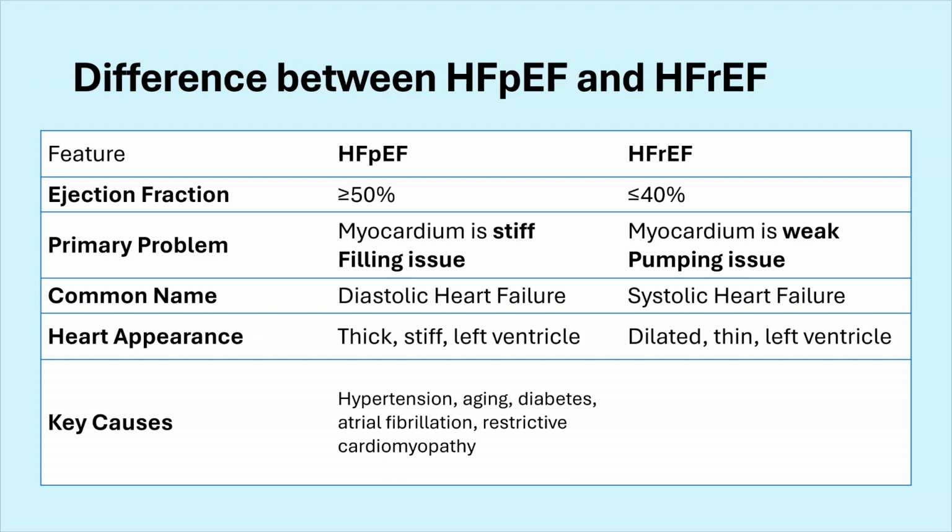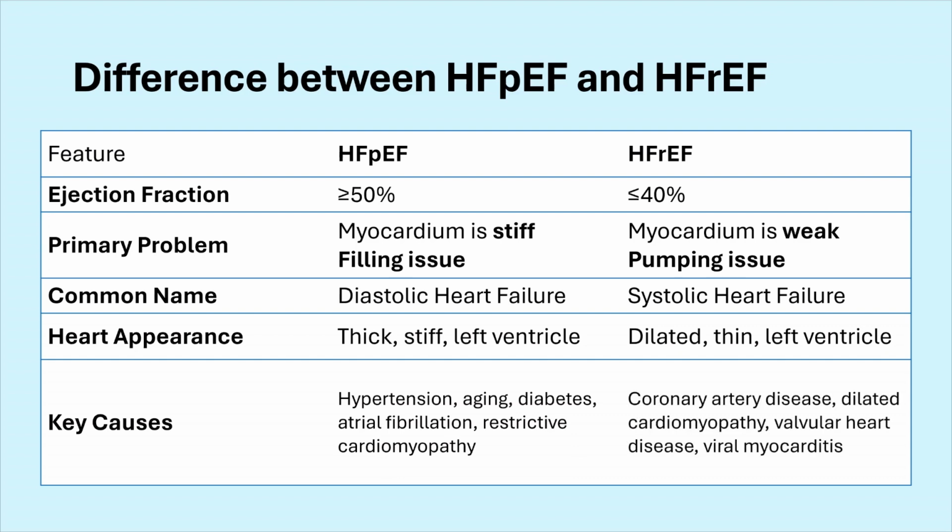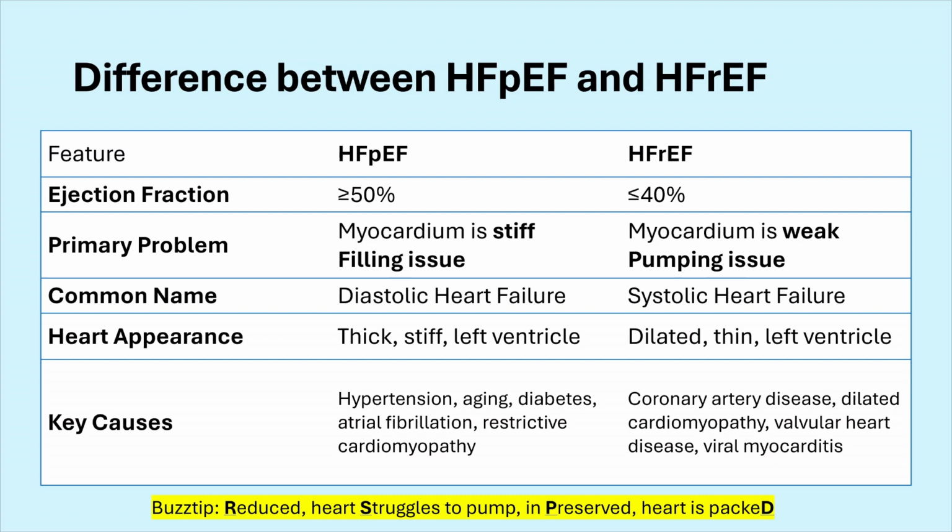In HFpEF, the most common cause is hypertension, aging, diabetes, atrial fibrillation, and restrictive cardiomyopathy such as amyloidosis. In HFrEF, the most common causes are coronary artery disease, followed by dilated cardiomyopathy, valvular heart disease, and viral myocarditis. A best tip to remember is reduced heart failure struggles to pump. In preserved, the heart is packed.